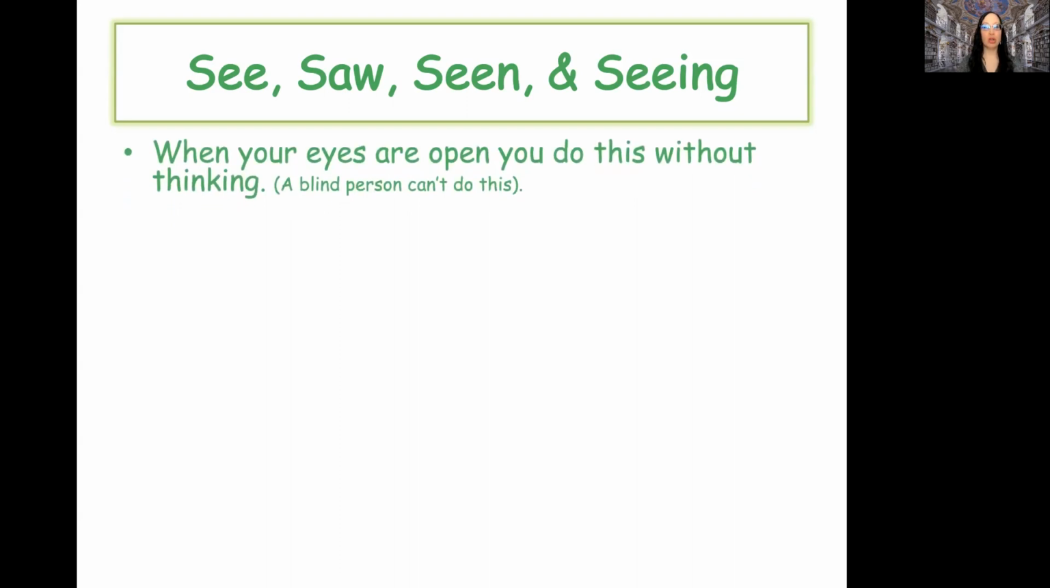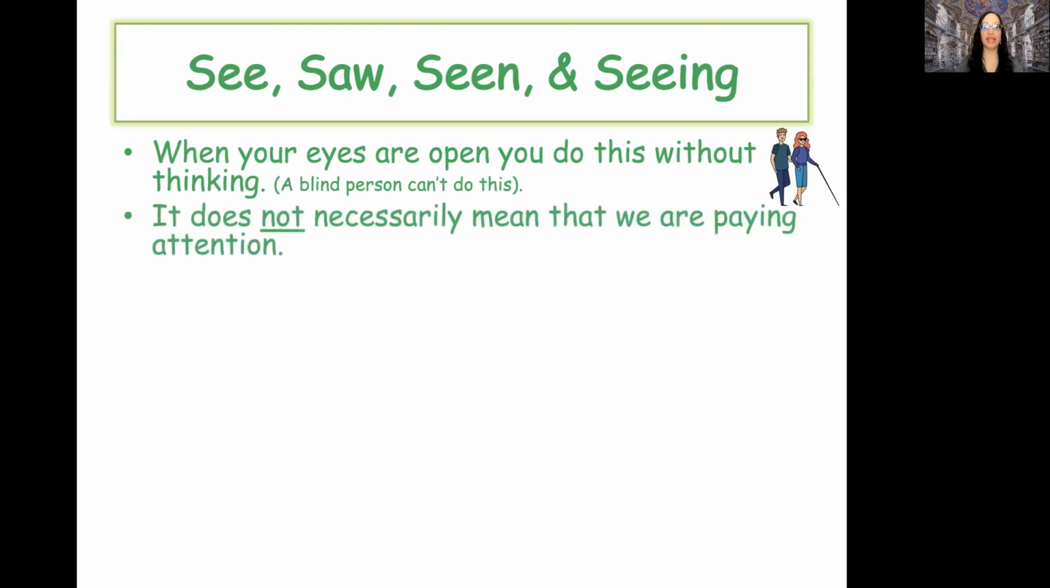So when your eyes are open, you do this without thinking. A blind person cannot do this though. So think of a blind person, you have no eyes, so you can't see. It does not necessarily mean that we are paying attention because we're just doing it for a second. See? I hope you're not doing this during this lesson. The student here is sleeping at their desk, so they're not paying attention. I hope you are.